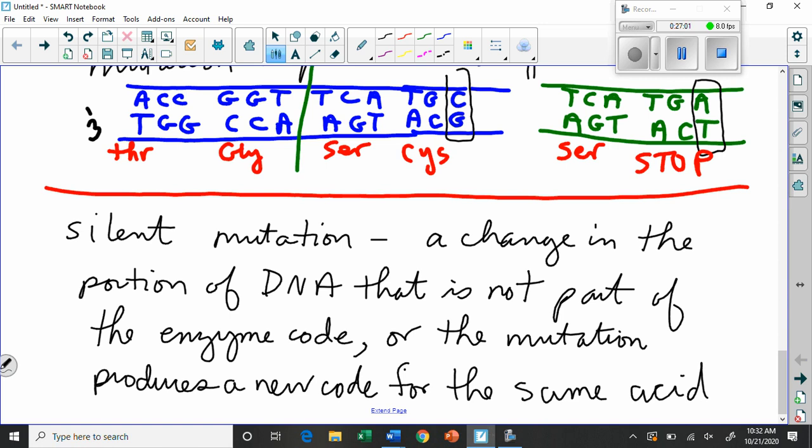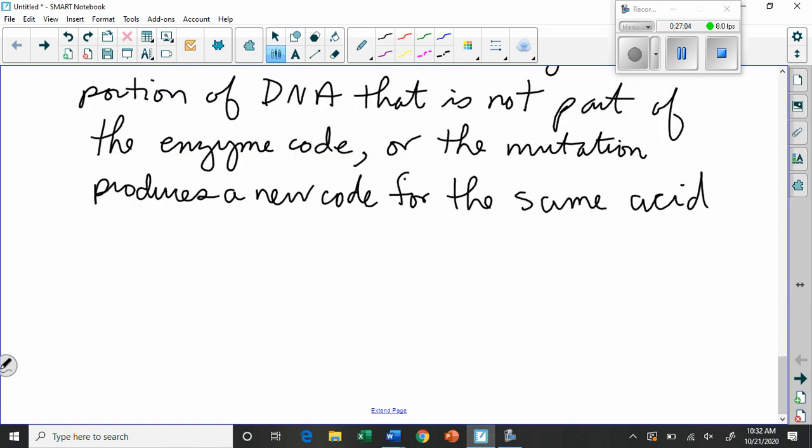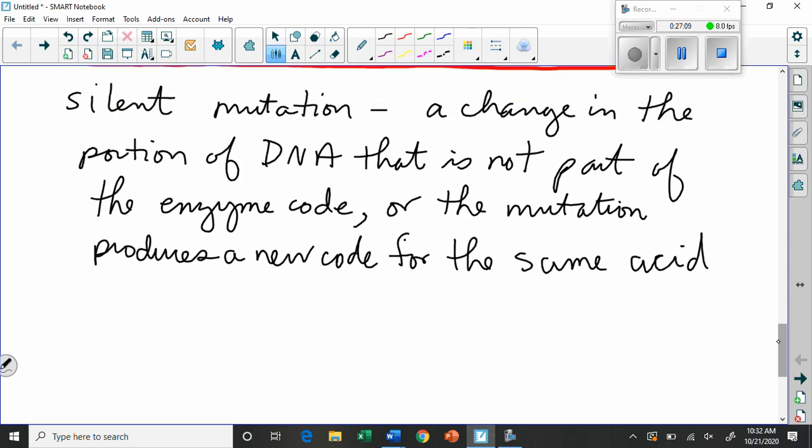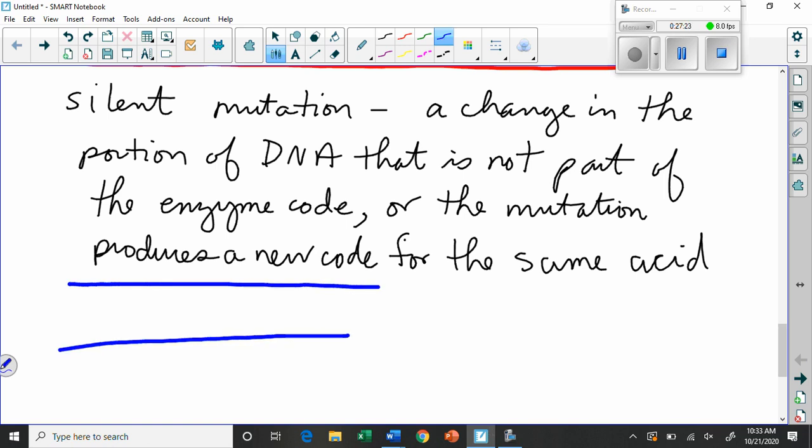So we can do a picture of that one just to show you what it would look like. Let me see if I can find an example of that. Actually, what it should be is the comma should be after the "or", grammatically speaking. Or the mutation produces a new code for the same amino acid. Got it?